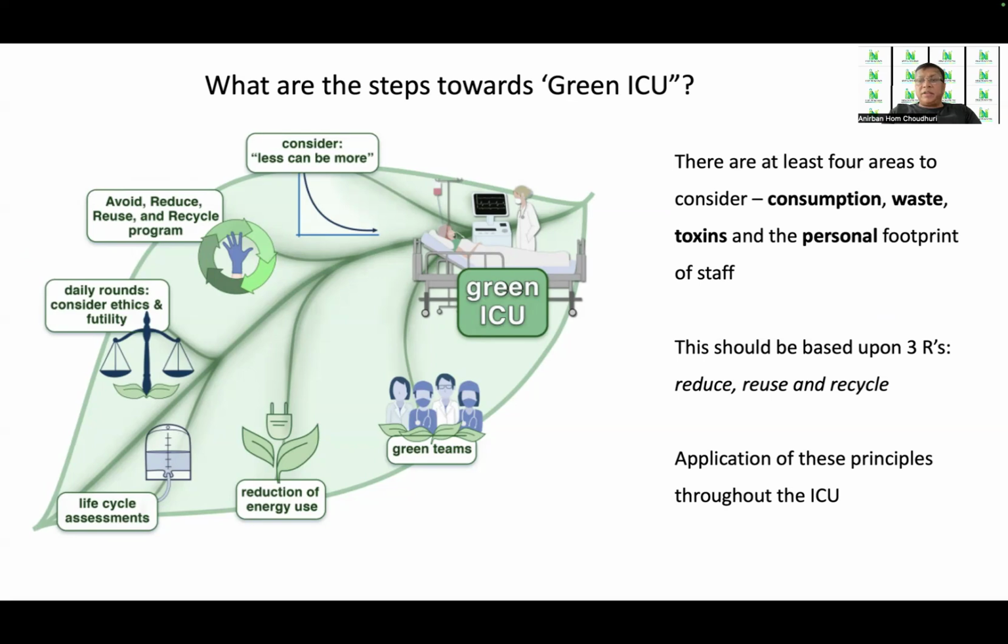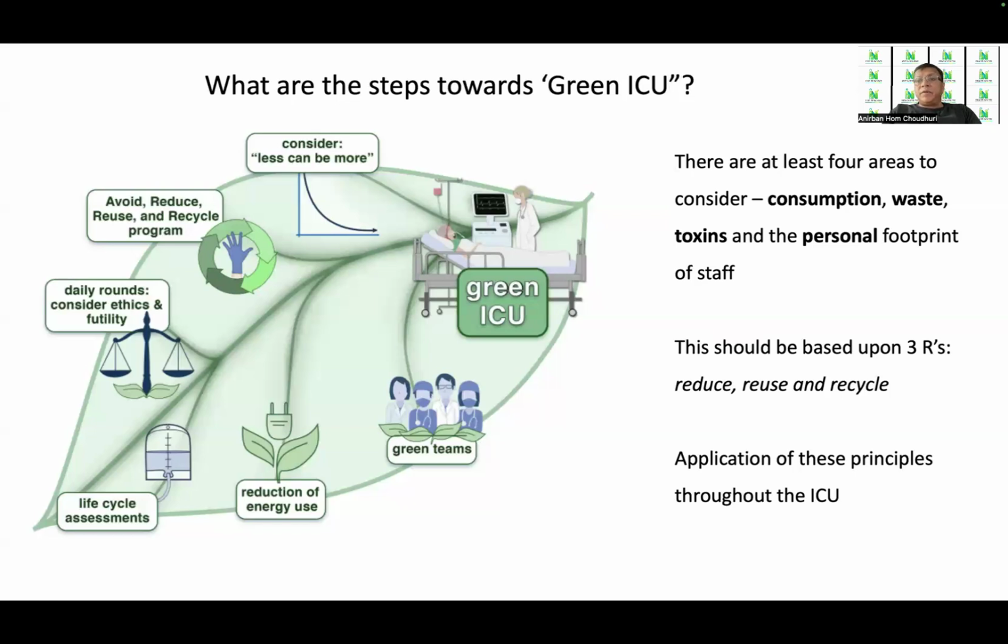So in clinical parlance, we refer to it as the 3 R's: reduce, reuse, and recycle. But in actual practice, it is called the avoid, reduce, reuse, and recycle program, in which certain consumables that are responsible for increasing the waste footprint or the ecological footprint can be avoided. Certain substances are necessary, like for instance, power is necessary to run the machines, the ventilators, etc. But how to reduce the consumption of energy is a concern.